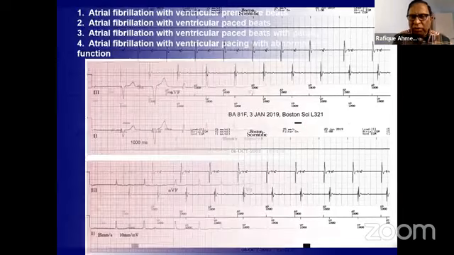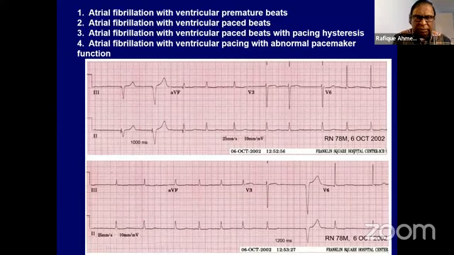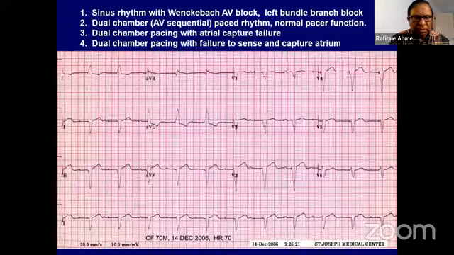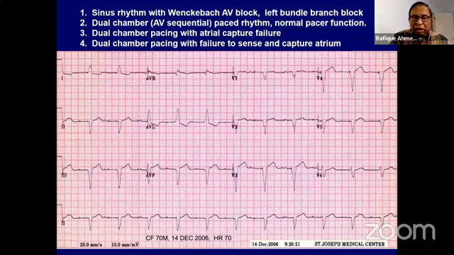No, don't put any poll for this one. I'm going to skip this one because we're short on time. This one, yes. Please put a poll. And please look carefully at this ECG before you answer.